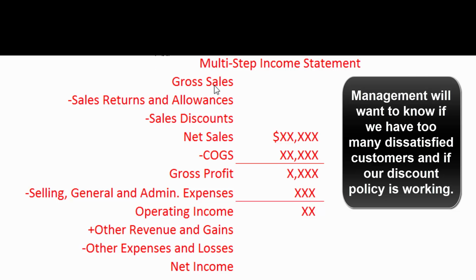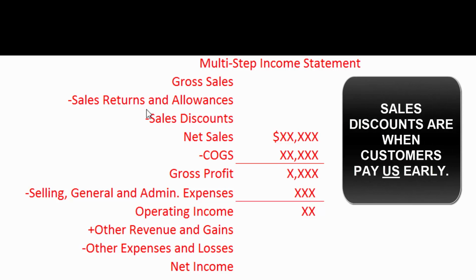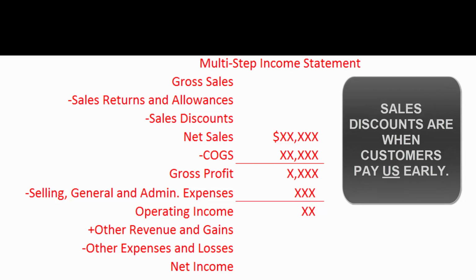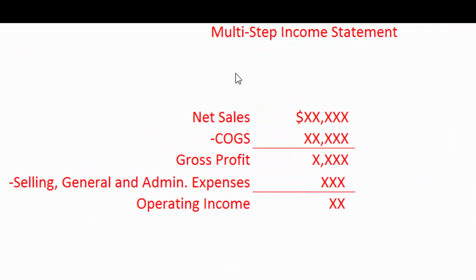And when we take our gross sales minus our dissatisfied customers minus the discounts that our customers take for paying us early, we end up with an account called net sales. But big picture, this is the heart of our new multi-step income statement. Sales minus cost of goods sold gives us a gross profit, minus SG&A gives us operating income.